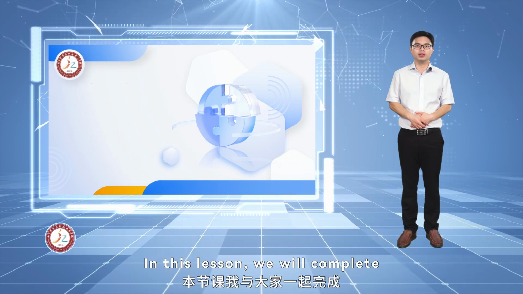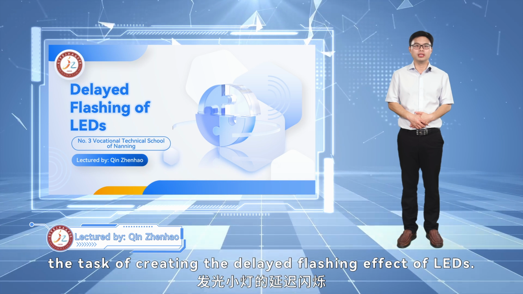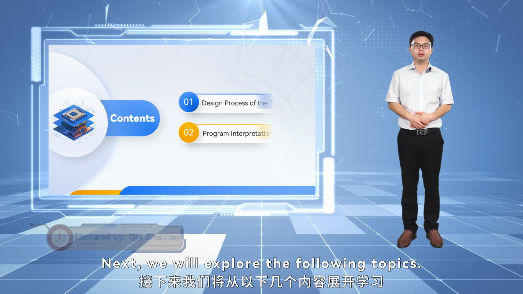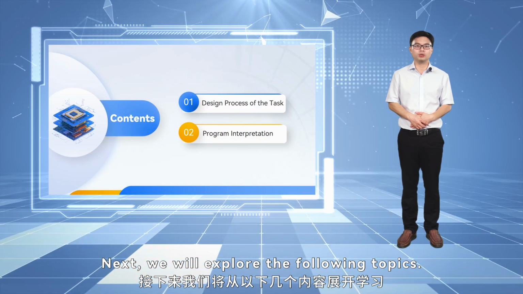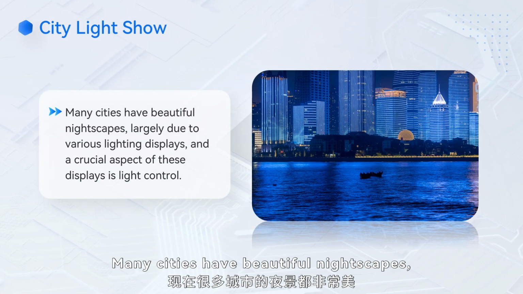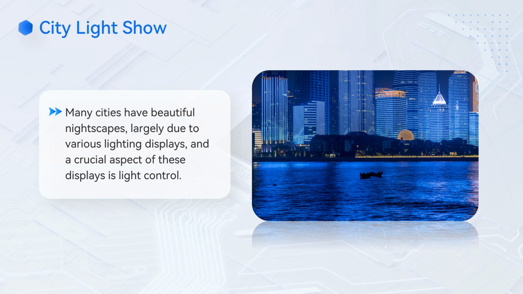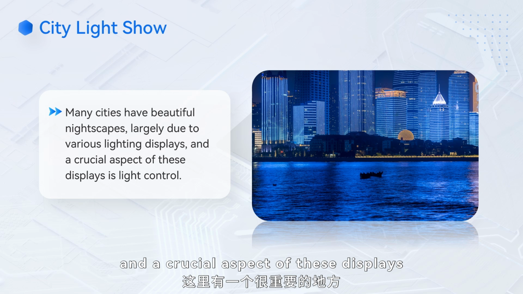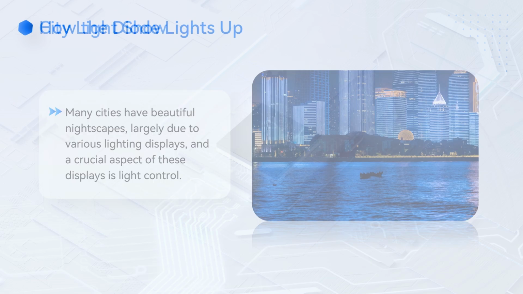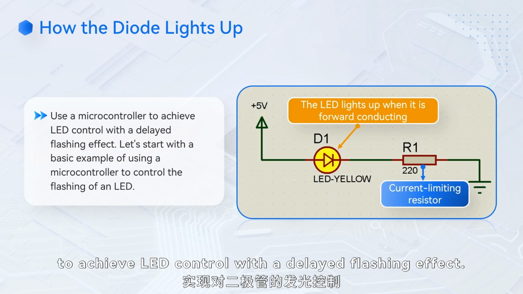In this lesson, we will complete the task of creating the delayed flashing effect of LEDs. Next, we will explore the following topics. Many cities have beautiful nightscapes, largely due to various lighting displays, and a crucial aspect of these displays is light control. Our task is to use a microcontroller to achieve LED control with a delayed flashing effect.